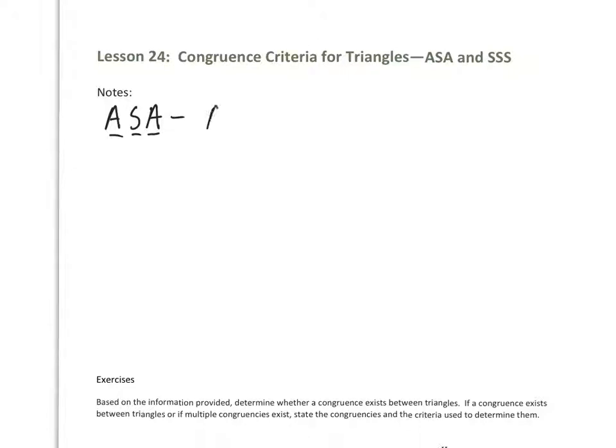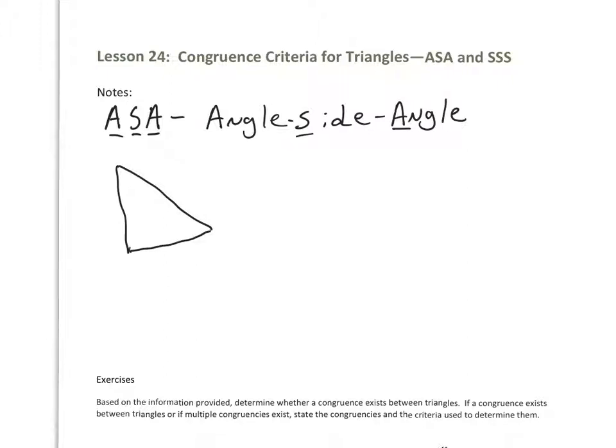ASA stands for angle, side, angle. And a picture would look something like this. You'd have two triangles. Here's one. And here's another one. And we're trying to determine if they're congruent or not.